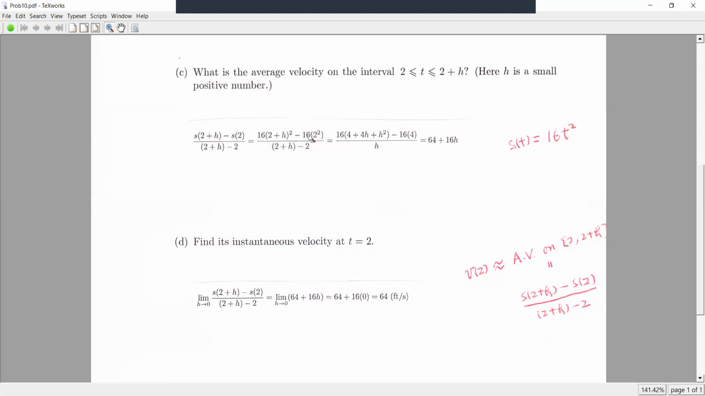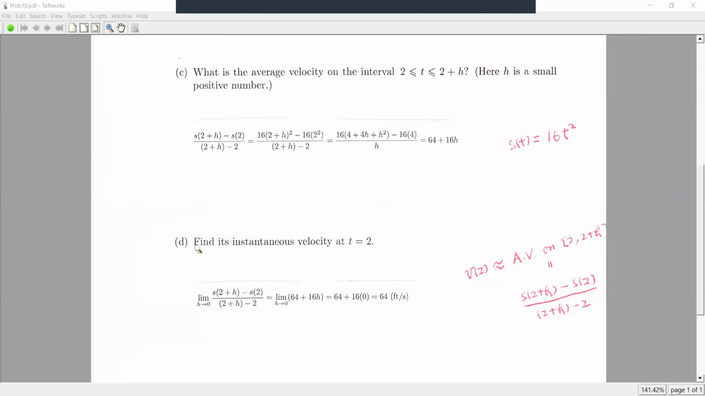To simplify the numerator, we expand 2 plus h squared. Then we have this equation. Now, cancel 16 times 4 with 16 times 4. And then cancel 1 h from the top and from the bottom. Then we have this equation. This is the average velocity of the falling body over this time interval.